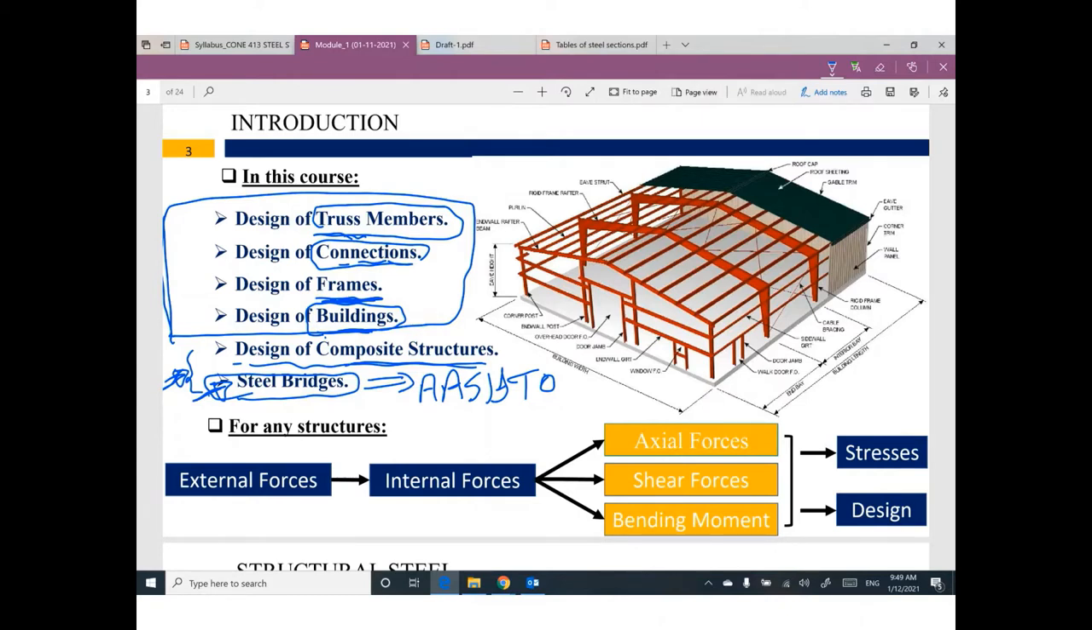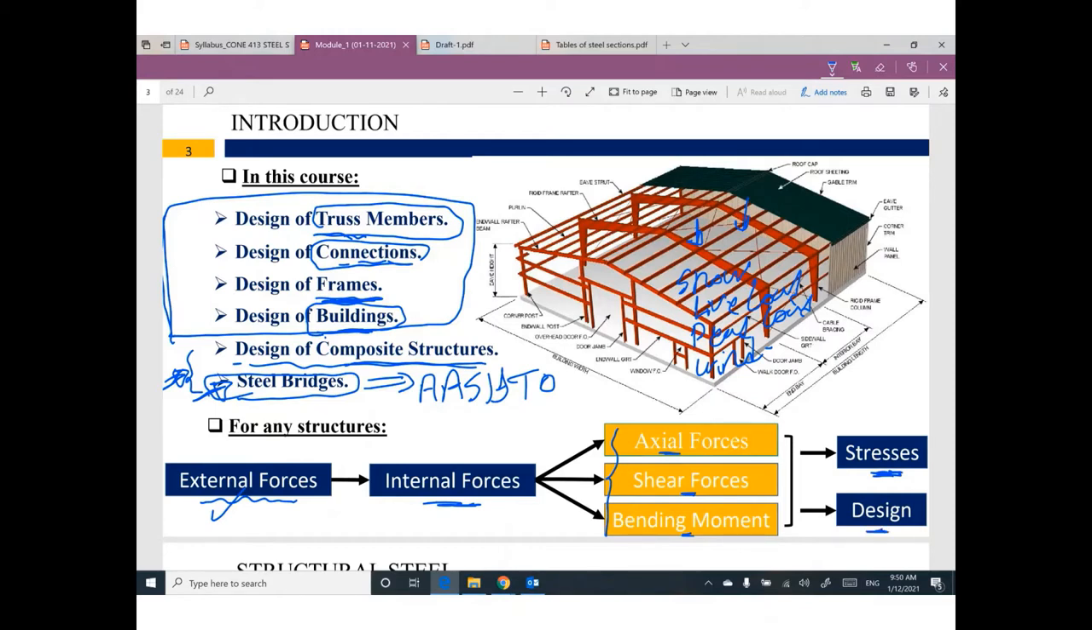As you learned before during the previous courses, we have external forces on this building. We have snow, we have live load, we have dead load, we have wind load. All of these loads can be called external forces. These external forces will create internal forces inside this building. These internal forces can be axial force, shear force, bending moment, and we learn these internal forces in structure analysis and the design course. These internal forces will cause stresses, and will be used in your design.